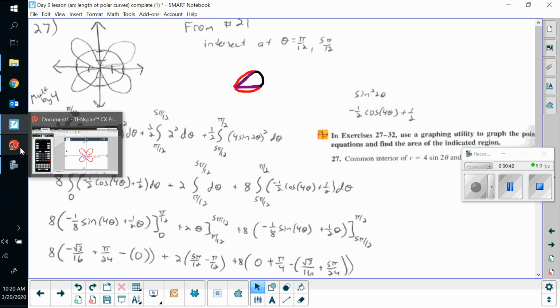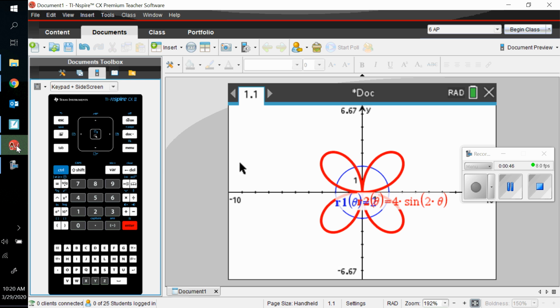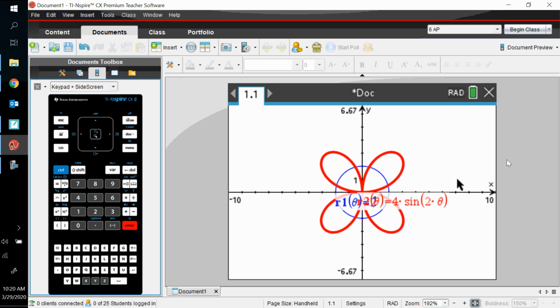Now, I think it's almost always a good idea when you're working with a polar problem, graph it on your calculator just to get a visual of what's going on. So here's what's going on here. We wanted the part that was interior to both of them, so kind of like this here. And so we're just going to do one of them and multiply by 4.